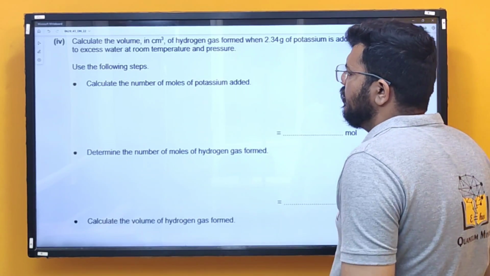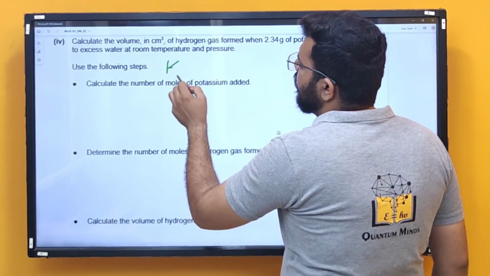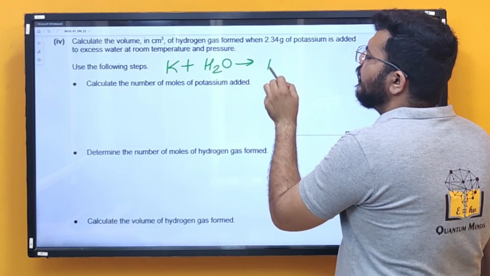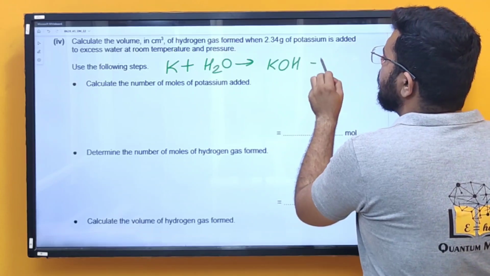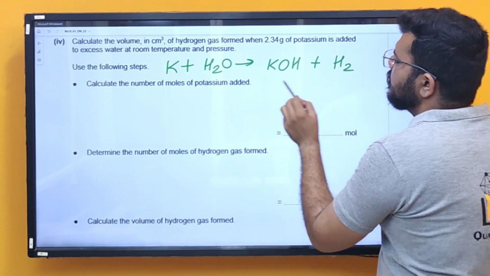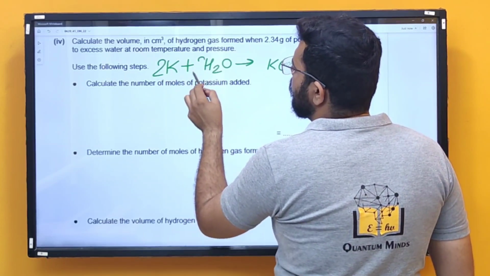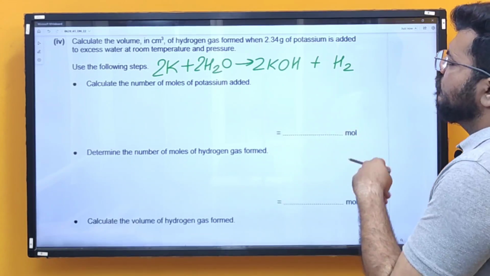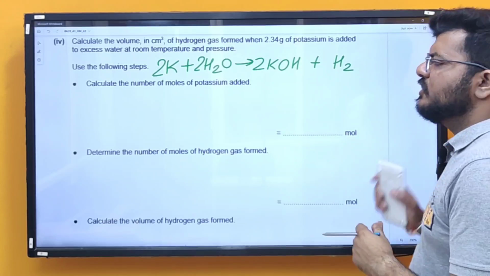Use the following steps. So what do we have? We have K plus H2O gives KOH plus H2. To balance this reaction, I think we add 2 here and 2 here. So 2K, yes. Hydrogen 4, yes. Oxygen 2, yes. This is a balanced reaction.